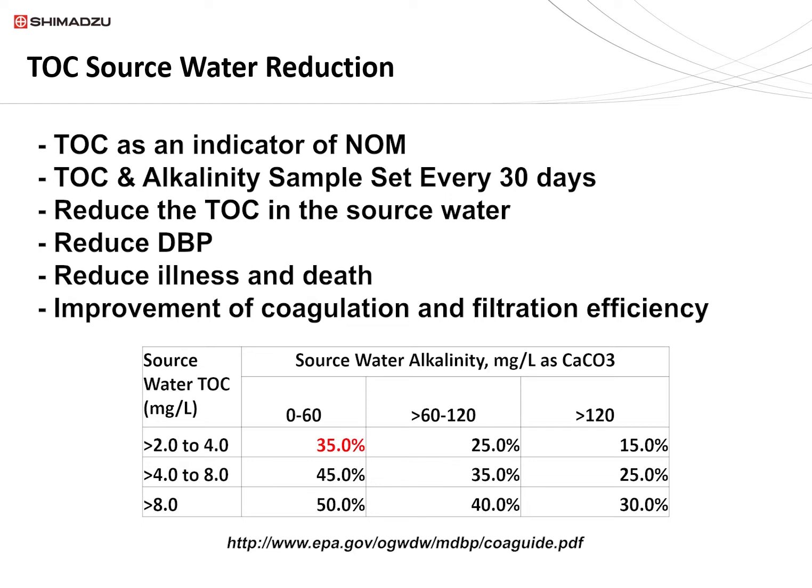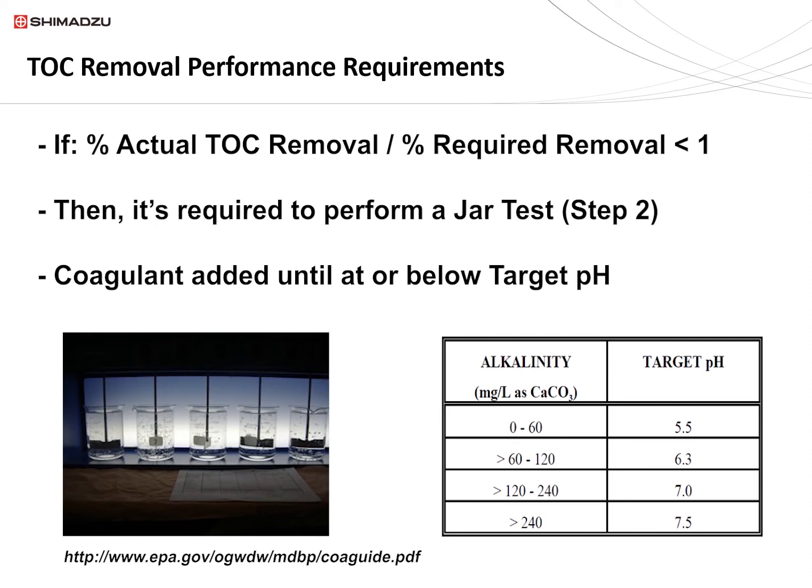An example of how the table works: if the source water has a TOC concentration of 3 ppm, which is between the 2 and 4 ppm, and the alkalinity is 40 ppm, which fits in the 0 to 60 range, then the source water TOC must be reduced by 35%. Also notice if the source water is below 2 ppm, there is no treatment necessary. If the ratio of the actual removal to the required removal is less than 1, then the jar test is performed by way of step 2.